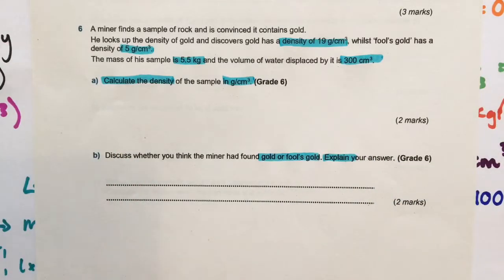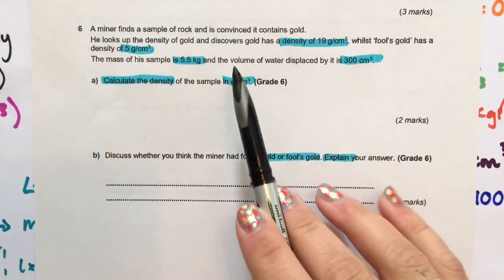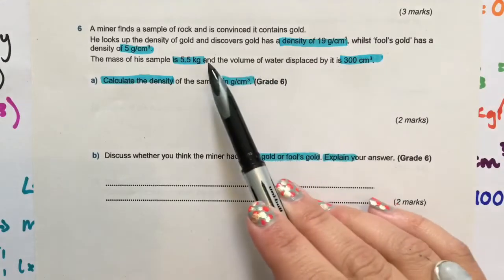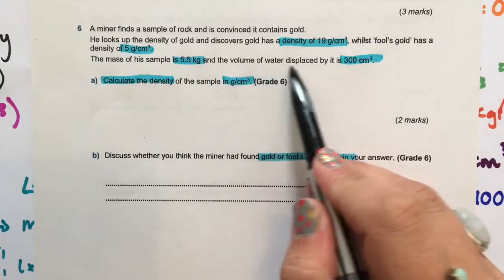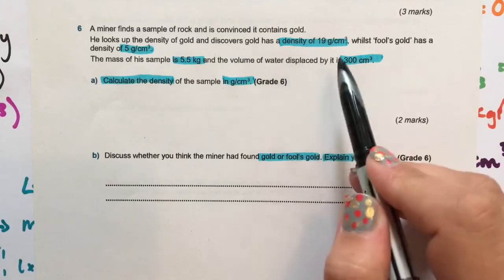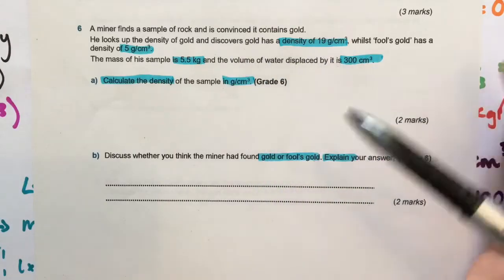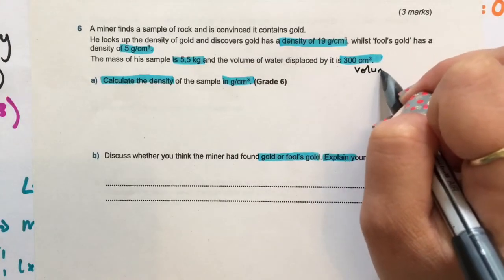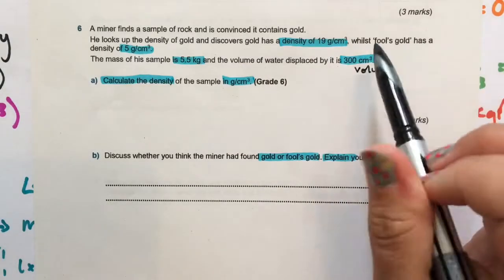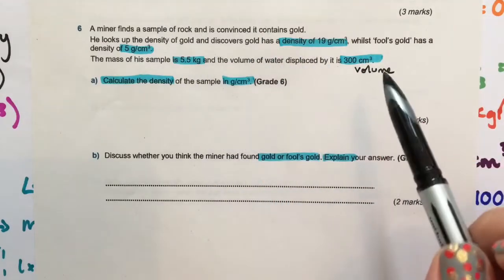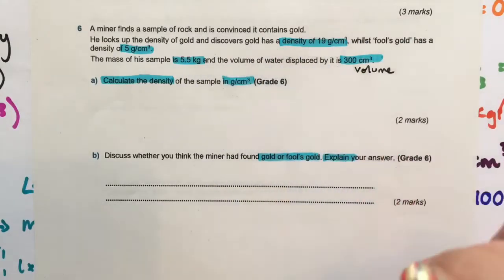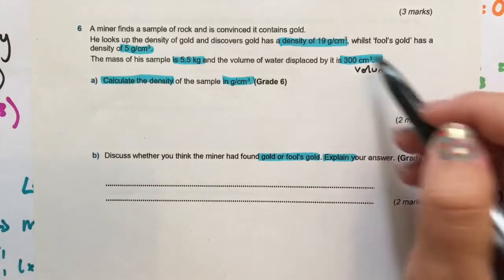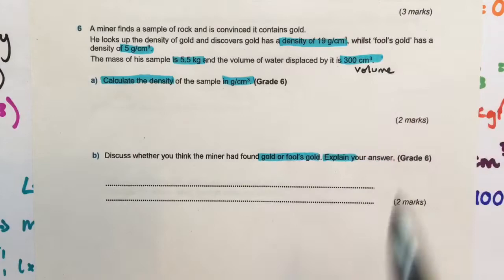Okay, so something that's worth noting here, which if you haven't done the practical lesson yet, you might not know: the volume of the water that an object displaces is equal to the volume of that object. So the volume of the gold is 300 centimetres cubed, because that is the volume that the water displaces. If you haven't done the practical lesson yet, you will cover this. If you have done the practical lesson, this is just a bit of a recap for that.